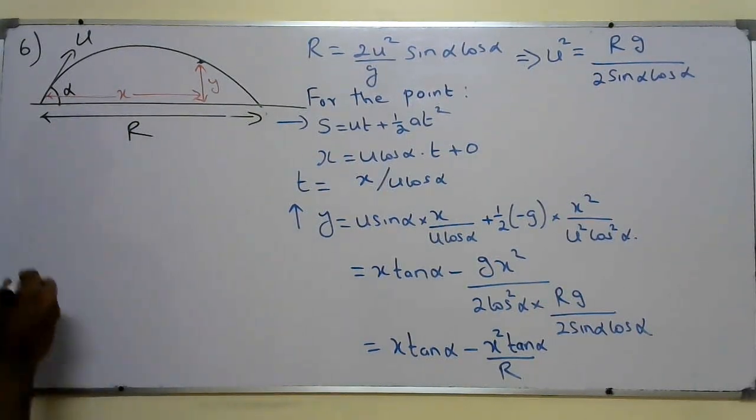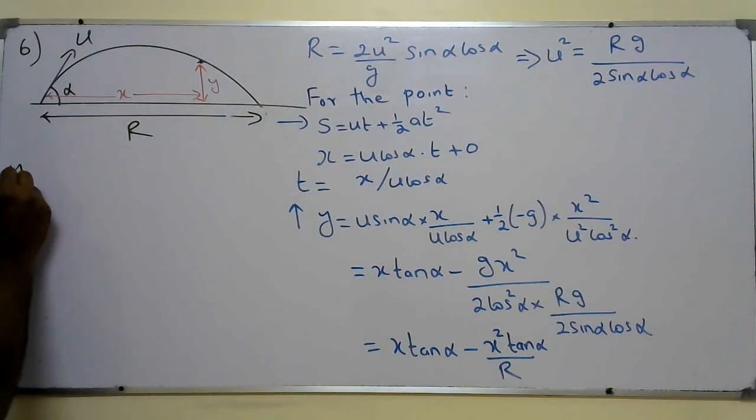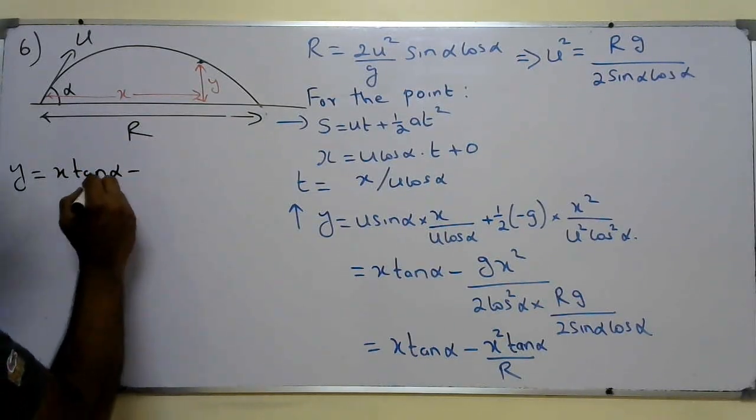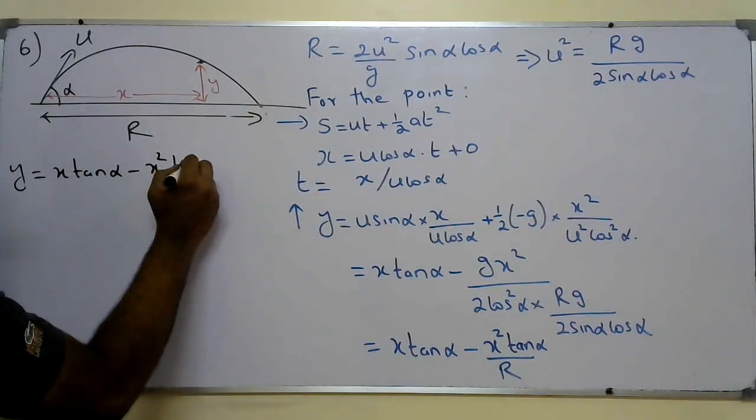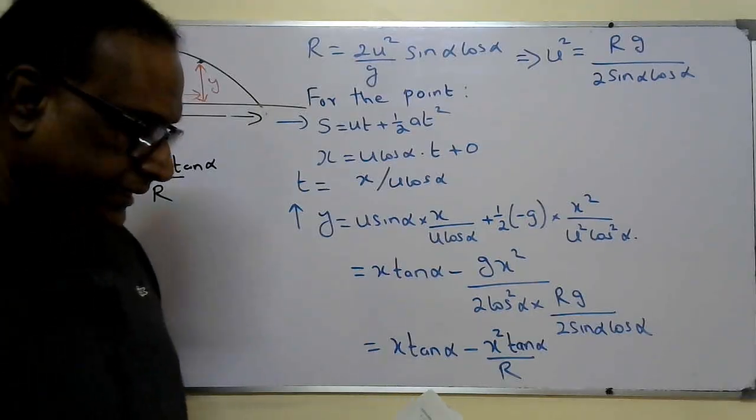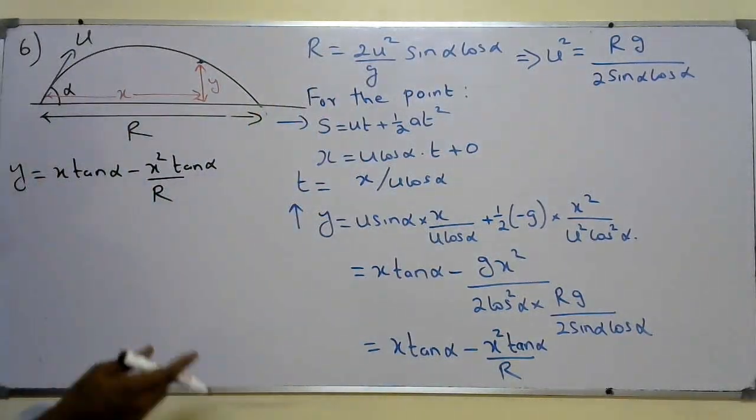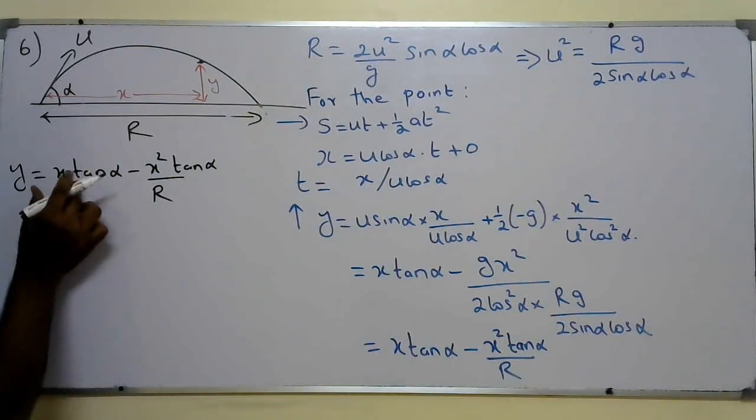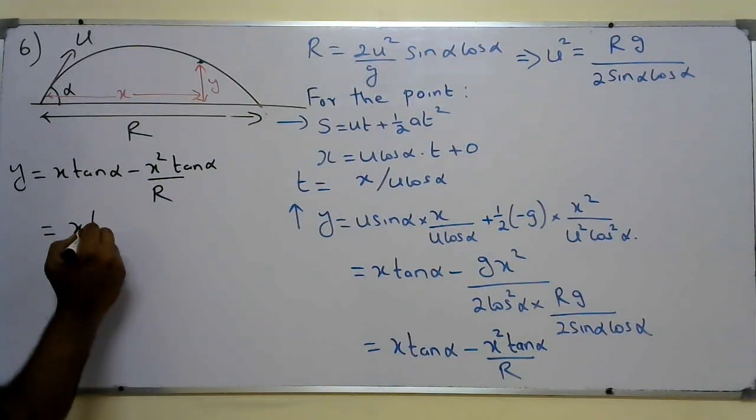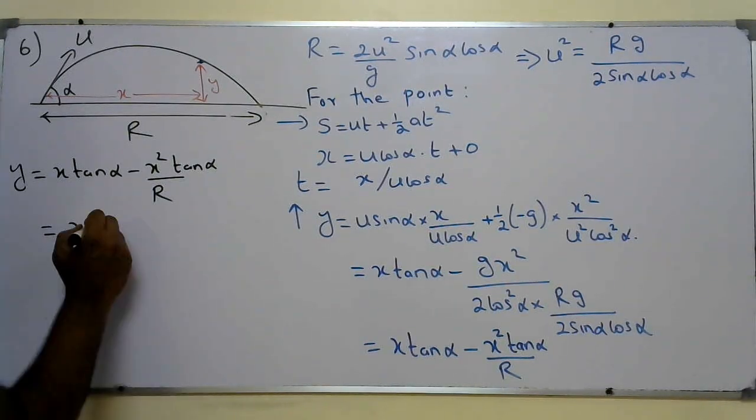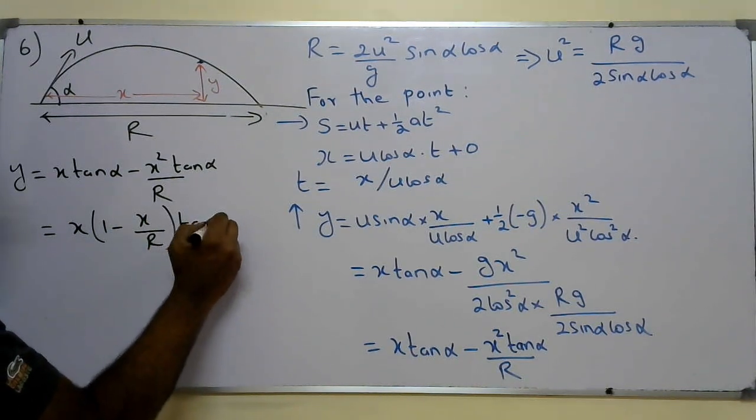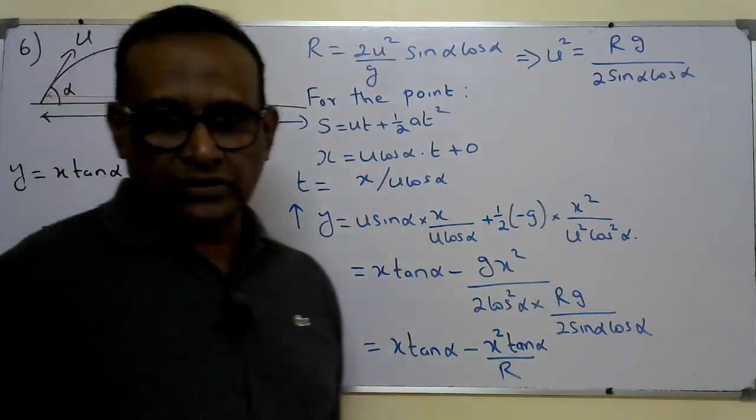Okay, so it's going to be y equal x tan alpha minus x squared tan alpha over r. Okay, so yeah, we are getting that format, is it? So take the x tan alpha out of this equation. If I take x here, it will become 1 minus, yes, 1 minus x squared, so x over r tan alpha. That's the answer they asked to show them. We got the answer here.